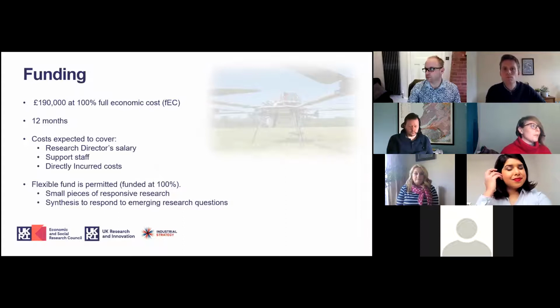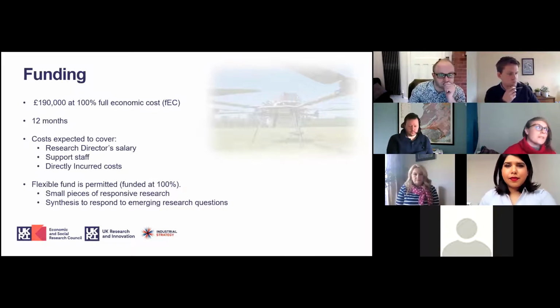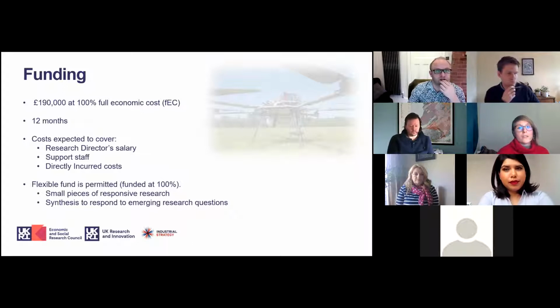And then on to funding, I think the bit that most people want to know about. This is a 12-month position with £190,000 available. Most cost headings will be funded at 80% by ESRC. The funding will cover the usual things: the research director's salary, support staff and other directly incurred costs such as workshops, travel costs and things like that.